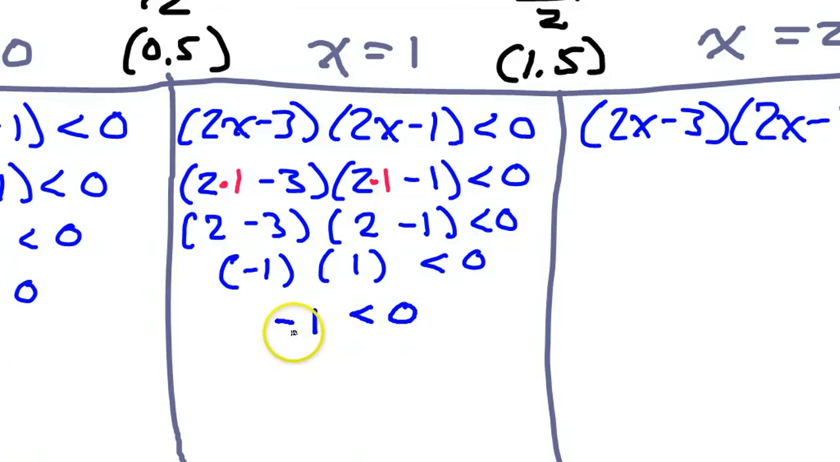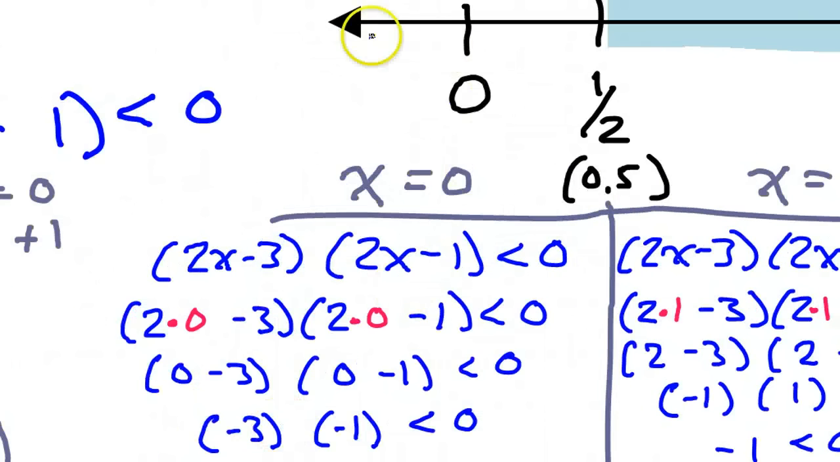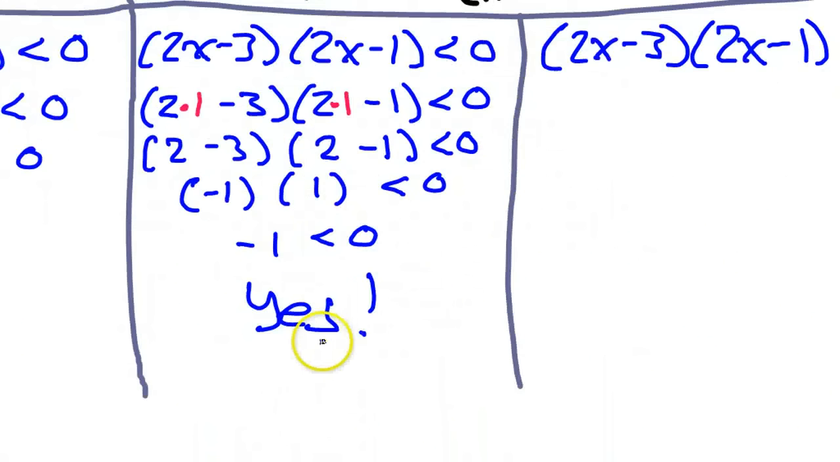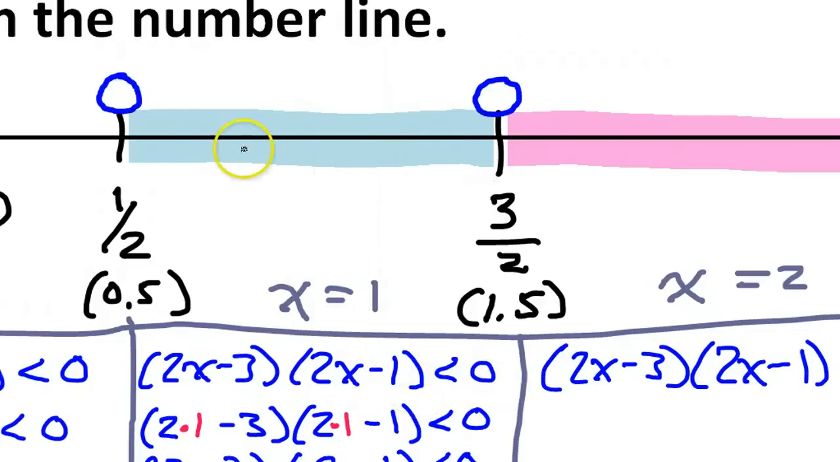Okay? Is negative 1 less than 0? Well, yes, it is less than 0. Okay? All of the negative numbers would be over here. Negative numbers are all less than 0. So that means 1 is a solution to the inequality. That means all of the values in this zone will be solutions to the inequality.